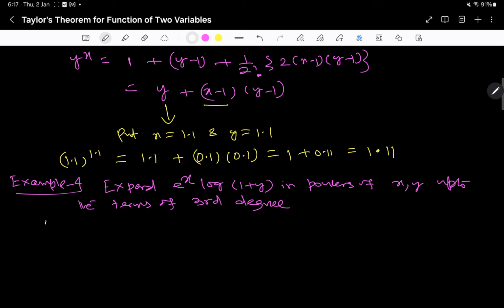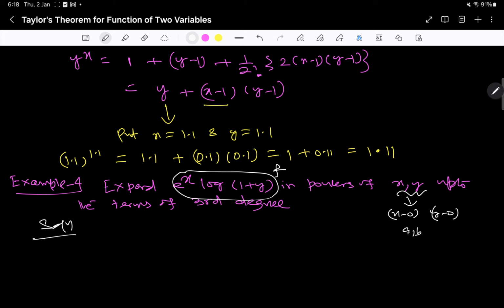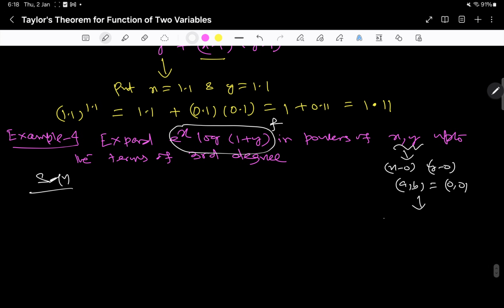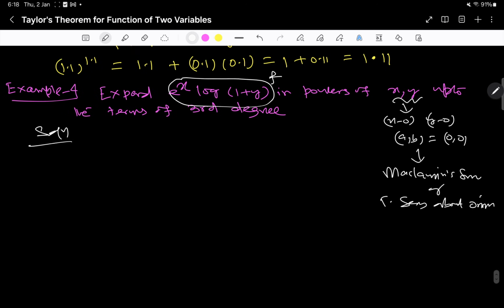So you are given the function f(x,y) = e^x log(1+y) in powers of x minus 0 and y minus 0. What does it mean? The point is (0,0), is it not? That means it is by default the Maclaurin series, or the Taylor series about the origin. So from the given question we understood that it is the Taylor series about origin, or the Maclaurin series.